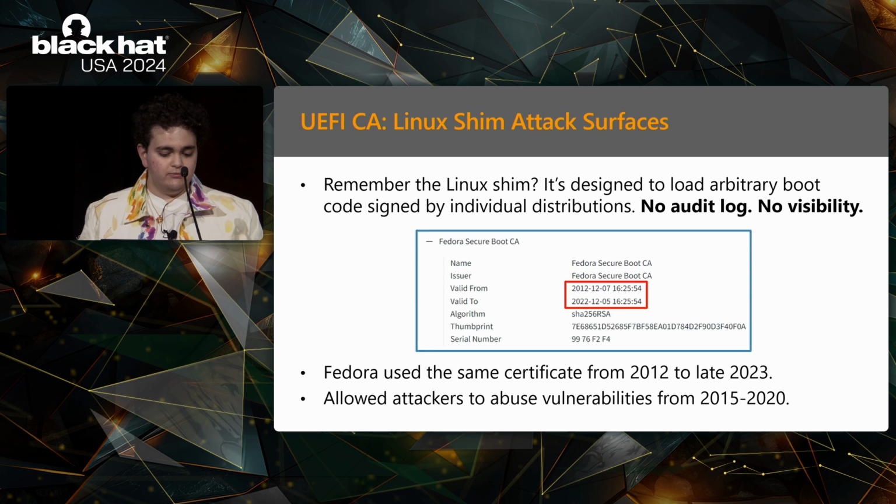Another challenge is, for example, even the Linux shim. It's designed to load arbitrary boot code signed by individual Linux distributions. We don't have a direct audit log or visibility, but MSRC was able to recover some of these images using VirusTotal and their signature filtering mechanisms. For example, Fedora actually used the same self-signed certificate from 2012 to late 2013. And this allowed attackers to abuse vulnerabilities from 2015 to 2020 because they didn't roll their certificate.